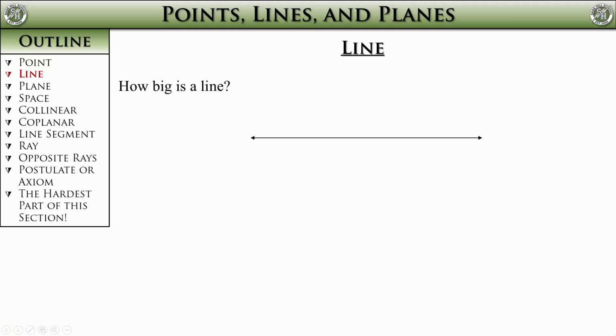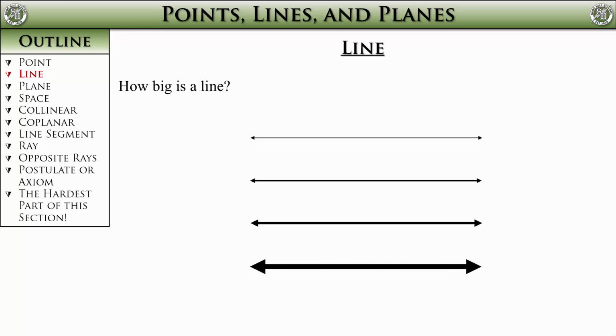Similar to the point, how big is a line? Which of these is correct? A line is infinitely thin. You shouldn't be able to see it. So all of these are technically too big. But just like a point, it would be pretty ridiculous to use lines you can't see. So any of these are fine, although that bottom one again is pretty crazy large.